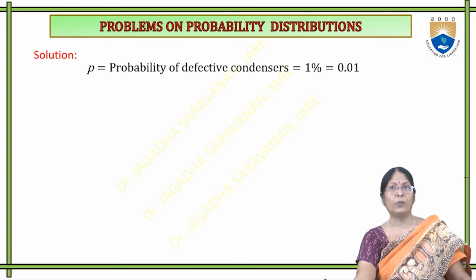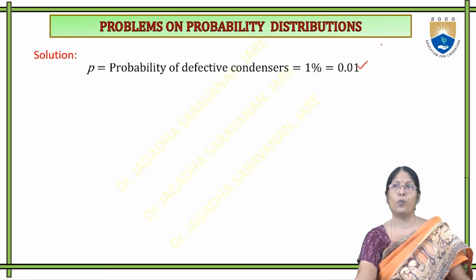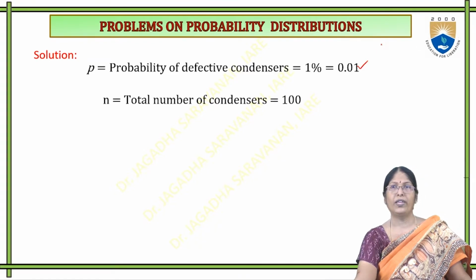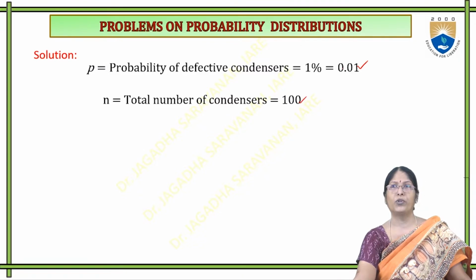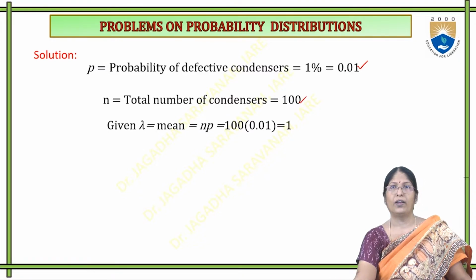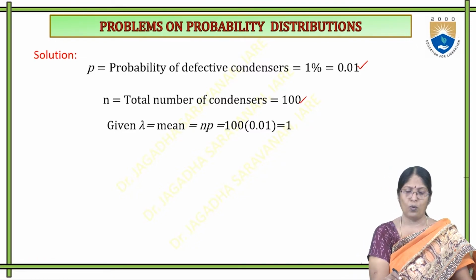P is the probability of defective condensers. Of the total we are manufacturing, 1% is defective, so 1 by 100, which is 0.01. N is the total number of condensers, and in each box we are putting 100. Lambda, the mean, equals np. So now 100 is N, and P is 0.01.